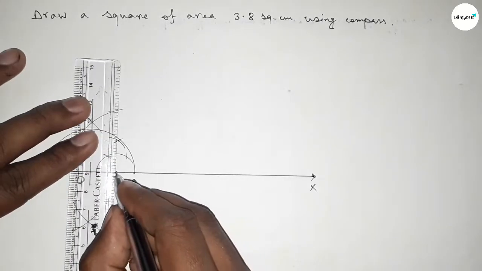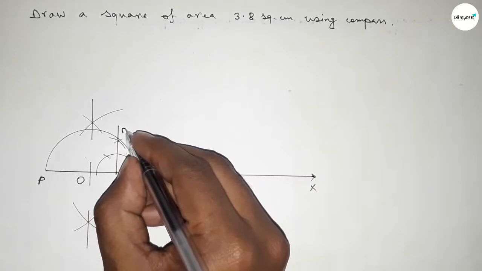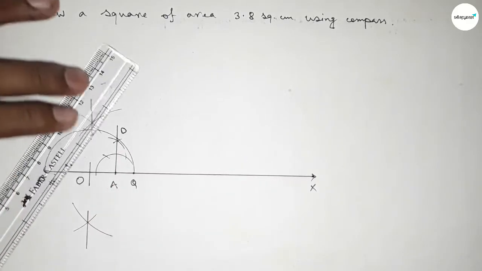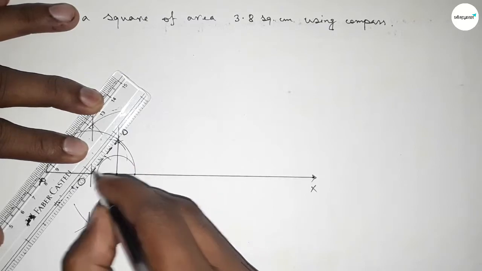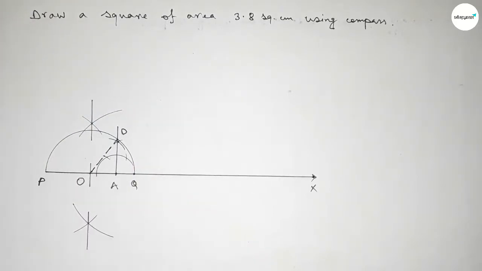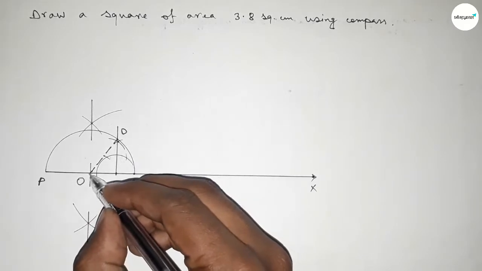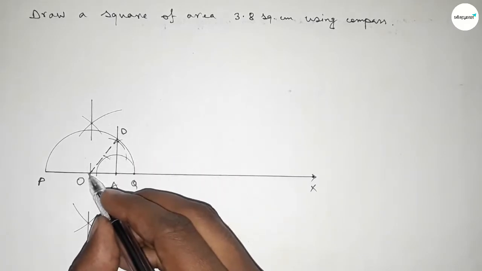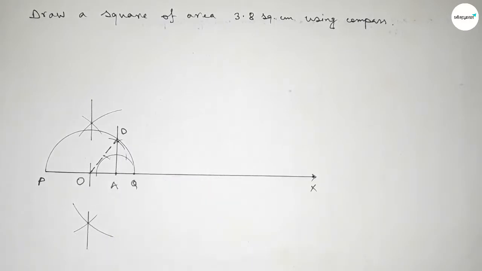Now joining this line, which meets the semicircle at a point D. Now joining O and D, and this is the radius of the semicircle. Okay, so now from right angle triangle OAD, OD is the hypotenuse and OA equal to base and AD equal to height of the right angle triangle, and AD equal to root 3.8 centimeter.